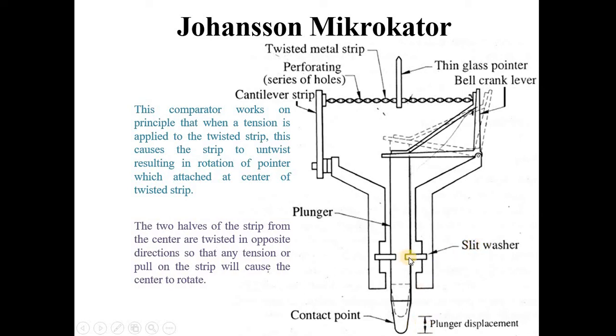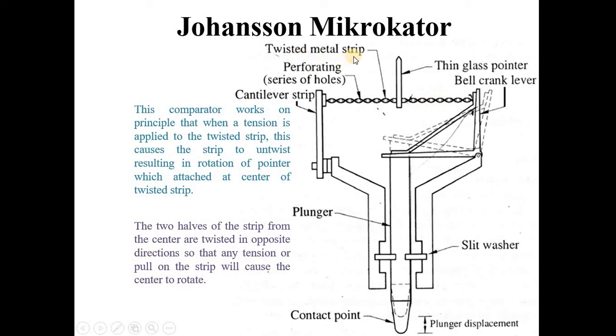This is a slit washer which controls the plunger movement. This is the plunger. This is a bell crank lever. This is a glass pointer. The bell crank lever, which is at 90 degrees, is connected at one end of the lever over here. And second is what we call a cantilever strip. To accommodate variations, it is connected with this particular cantilever strip, connected with this twisted metal strip.